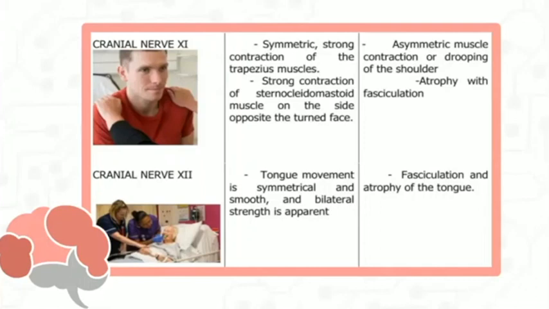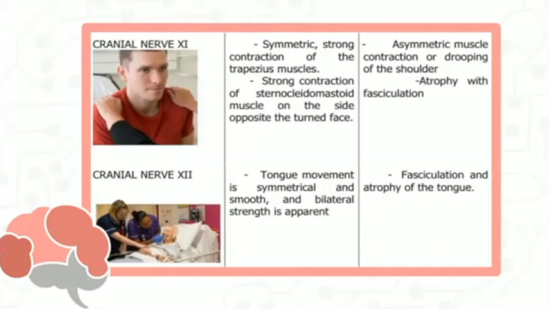For the abnormal findings, fasciculation and atrophy of the tongue. A unilateral lesion of the hypoglossal nerve will cause the tongue to deviate towards the side of the lesion or the impaired side. A lesion in the hypoglossal nerve results in a paralysis and a subsequent atrophy of the ipsilateral tongue musculature. Hemiparalysis of the tongue causes shrinkling of the dorsal surface of the tongue, ipsilateral to the lesion.